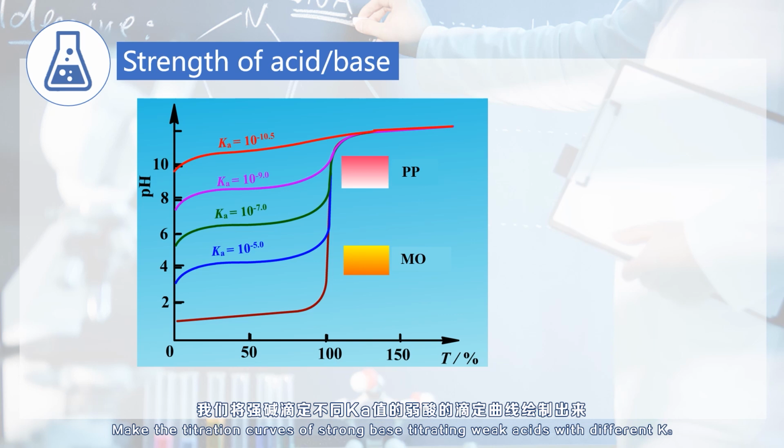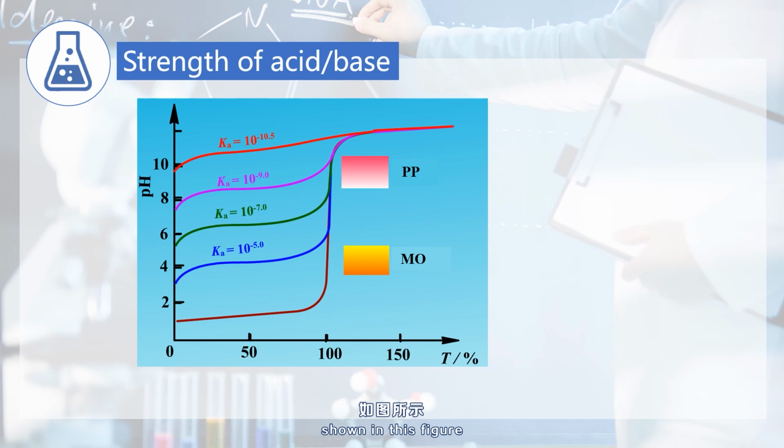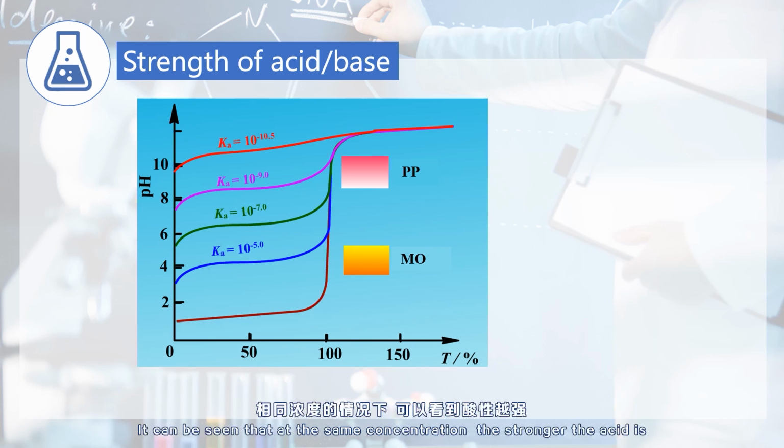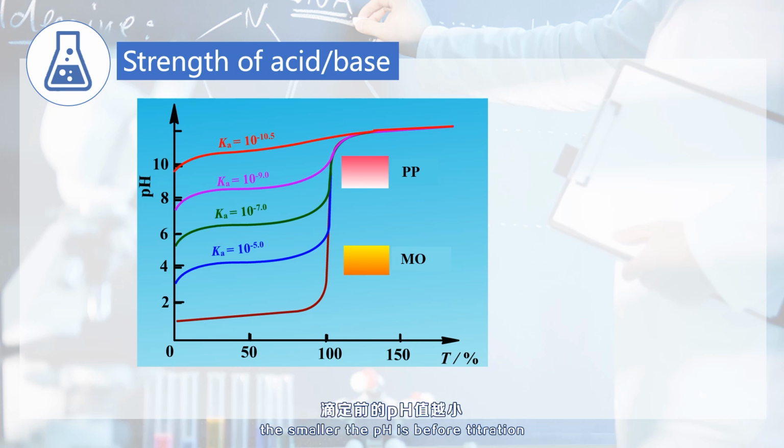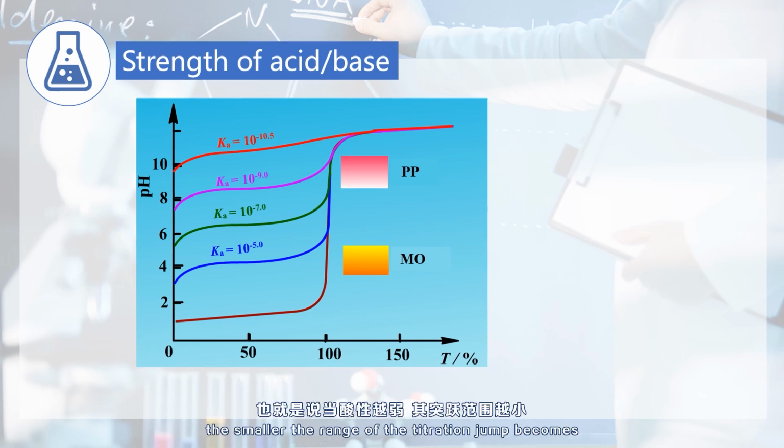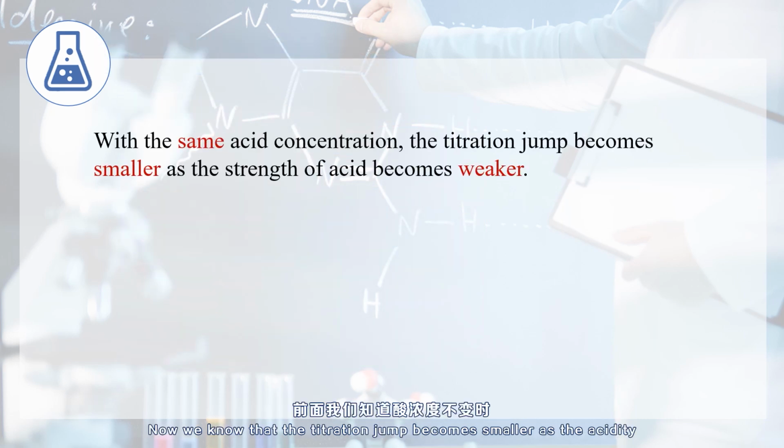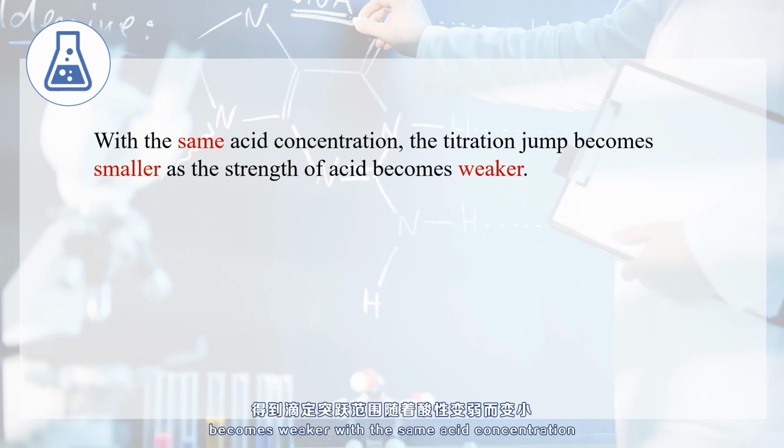Make the titration curves of strong base titrating weak acids with different Ka, shown in this figure. It can be seen that at the same concentration, the stronger the acid is, the smaller the pH is before titration, and the lower the starting point of the titration jump appears. Since the end point of titration jump is the same, it causes the range of the jump to become larger. Otherwise, the weaker the acid is, the smaller the range of the titration jump becomes. Now, we know that the titration jump becomes smaller as the acidity becomes weaker with the same acid concentration.